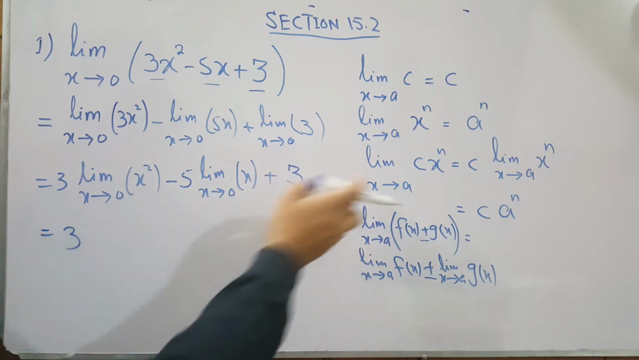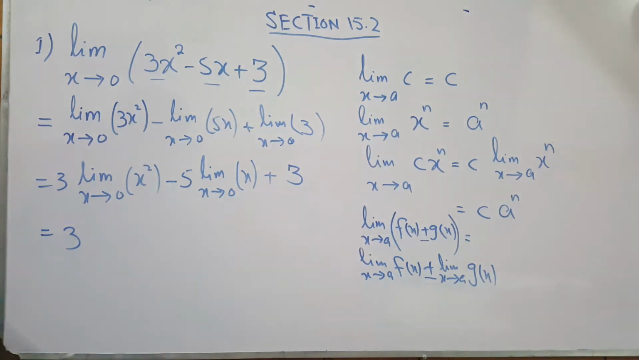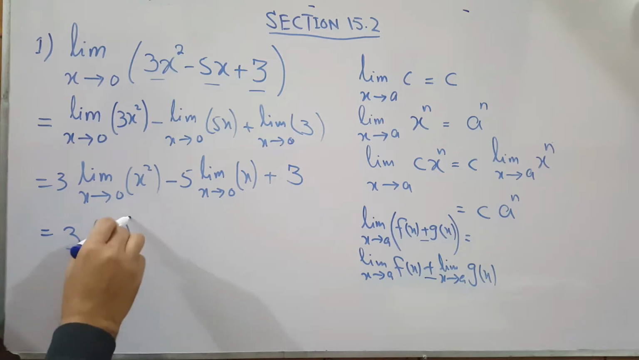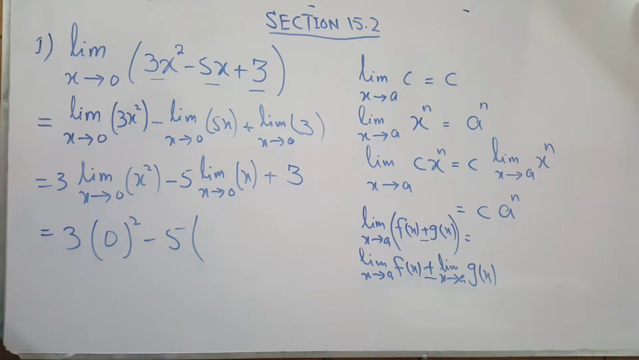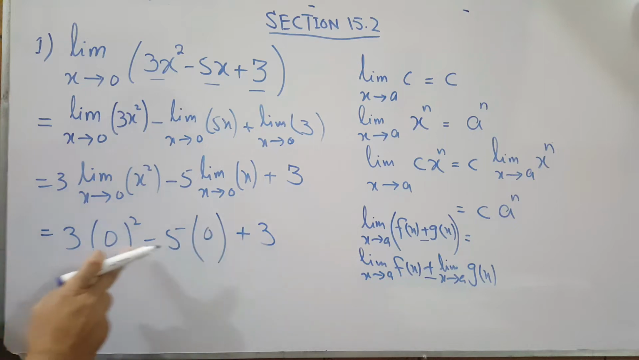Now by this rule of limits, just apply the limiting value for x. So we wrote 3 and apply the limit 0 value for x, and minus 5 times the value of x, and plus 3. 0 times anything is 0, and if you add them up, this gives you 3.